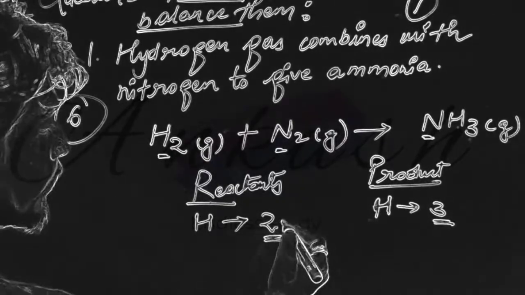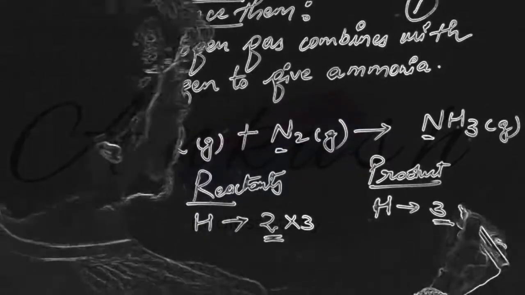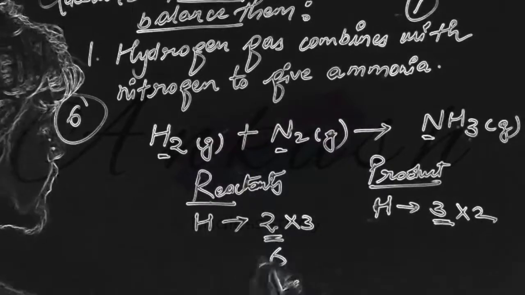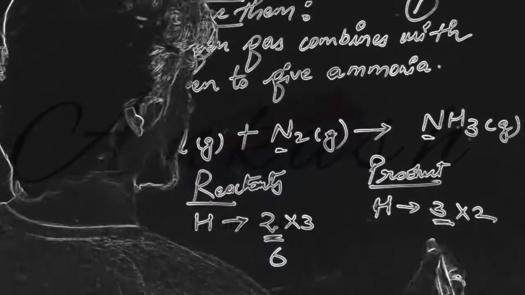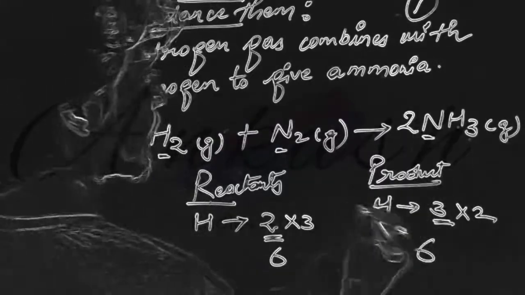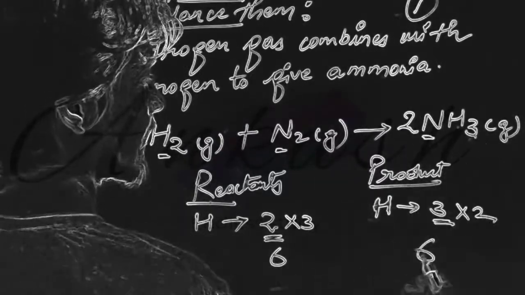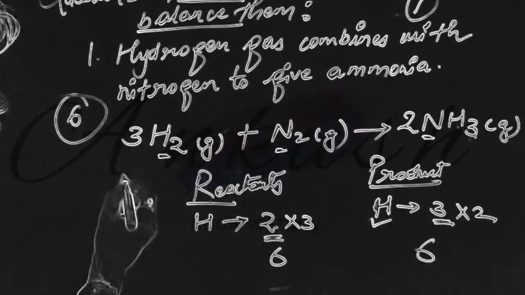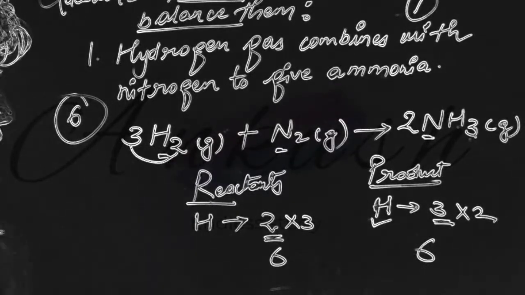So what you do, you multiply 3 here and 2 here. What will happen? Hydrogen will become 6 and here also hydrogen will become 6. So if we write 2 here, 2 3s are 6. Hydrogen atoms how many? 6. And here if we write 3, that is 3 2s are 6. So here also hydrogen atoms 6.